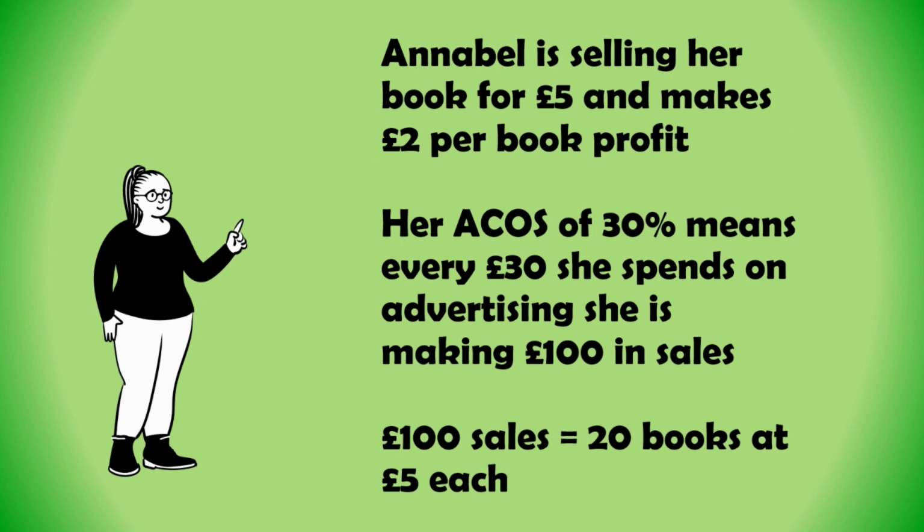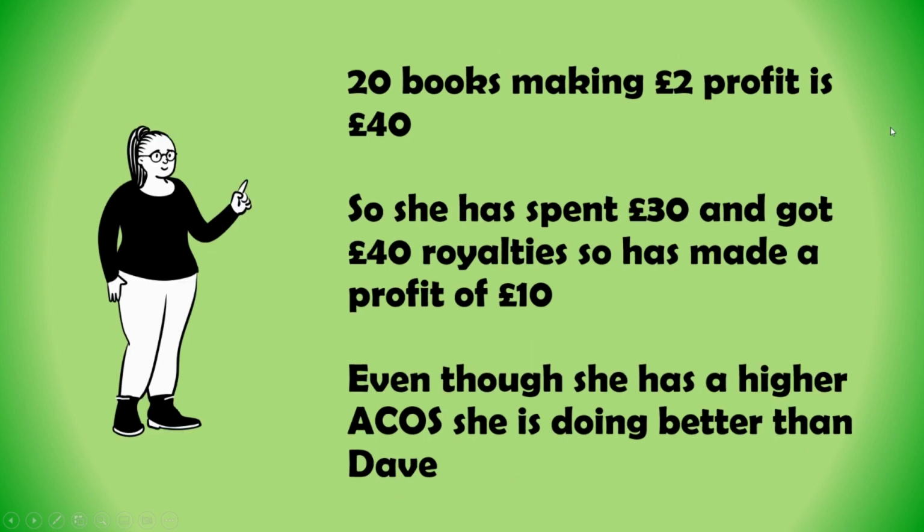Now let's have a look at Annabelle. So she's selling her book for £5, and each book makes £2 profit. That's £2 royalties. Her ACOS of 30% means that she's spent £30 to make £100 worth of sales. And £100 worth of sales for her represents 20 books, because remember they're each £5. So 100 divided by 5 is 20. 20 books making a profit of £2 each is £40.